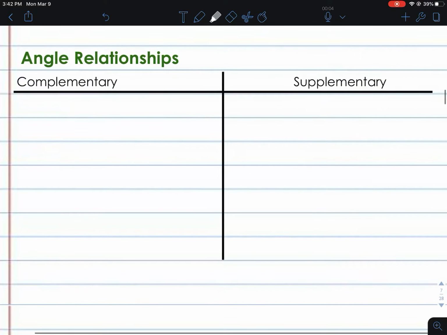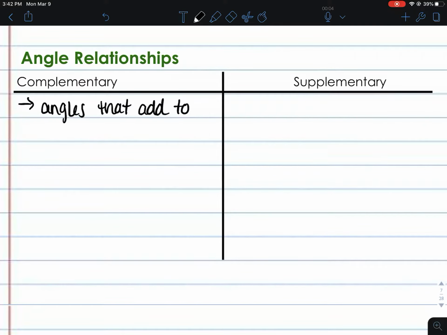The first 2 are complementary and supplementary, and both have to do with the fact that 2 angles add together to a certain degree value. So complementary, I'll start with that one, are angles that when you put them together add to 90 degrees. So that would mean when we put 2 angles together, for example, 40 degrees and 50 degrees, those would add to 90 degrees. They're going to create a nice right angle.